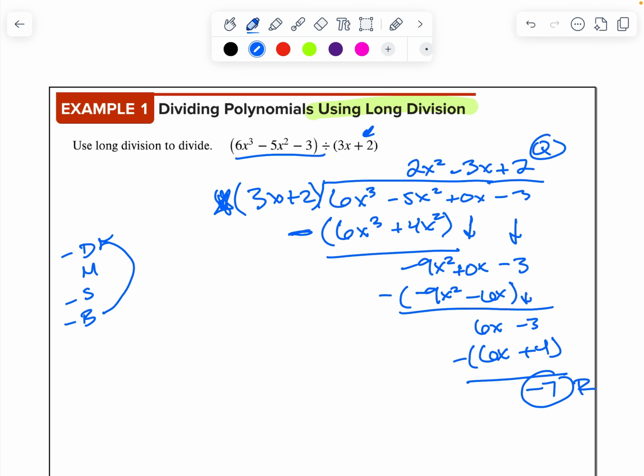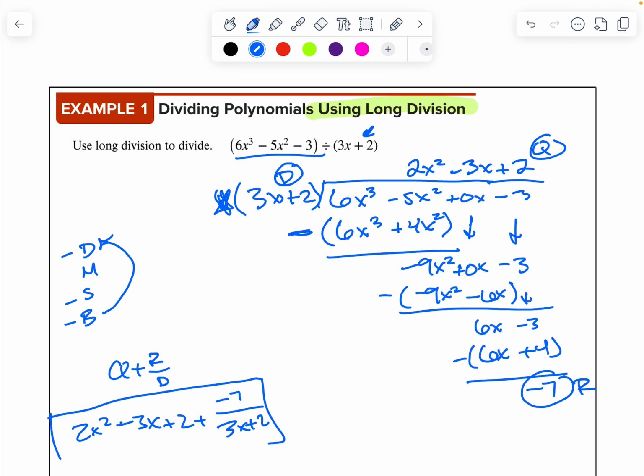So that's the quotient, remainder, divisor. When I write my solution, I need it to look like quotient plus remainder over divisor. And so that's 2x squared minus 3x plus 2 plus my remainder, negative 7, over my divisor, 3x plus 2. That probably took up a lot of paper space for you. I understand that. Long division does. There's a time and place for long division, but there is a shorter method called synthetic division that's going to work in a lot of cases for you.